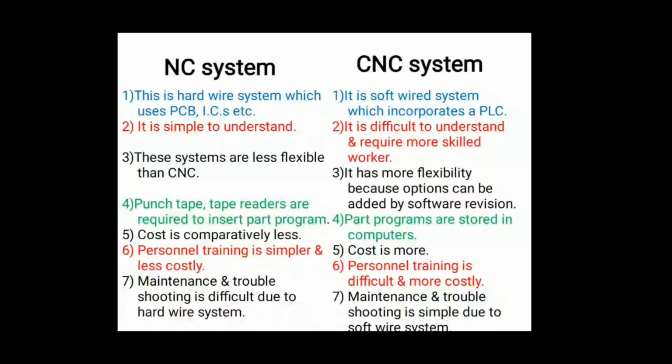And the last point, maintenance and troubleshooting is difficult in NC due to the hardwired system. Once something is wrong in the wiring system, it is difficult to maintain and troubleshoot. In the CNC system it is simple because we are using a software system, so you can easily find the drawback and go for the solution. Okay, so this is the difference between the NC system and the CNC system.